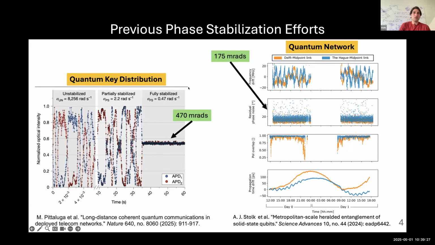In these two cases, for this quantum key distribution example, they're showing maybe 470 milliradians of phase noise. I think we can do a lot better than that. And this other quantum network between Delft and The Hague is a few hundred milliradians. I don't quite trust these measurements. I don't think they're doing them in the right way. So that's why I'm here. I'm going to tell you what I think is the correct way to make these phase noise measurements, and how to actually implement these systems.